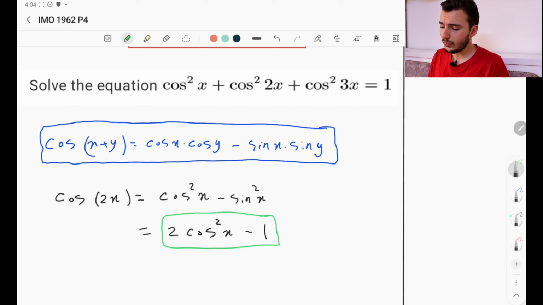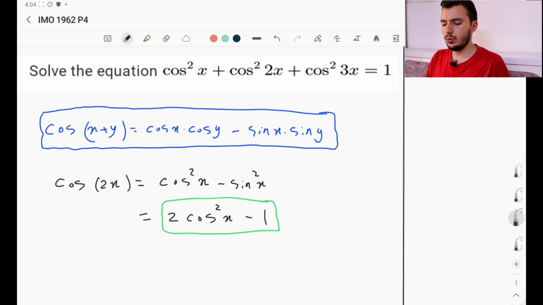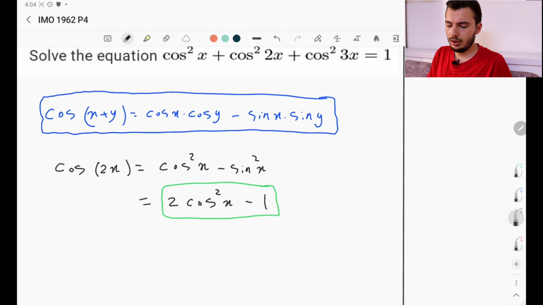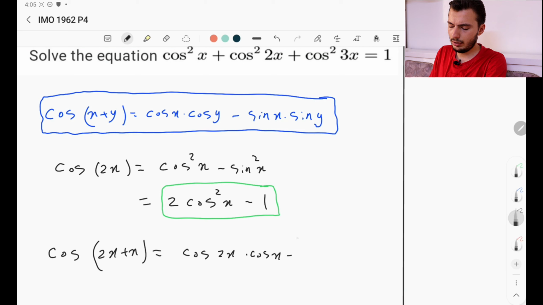Okay, the final term, which is cosine 3x, we can do the same thing. We just need to establish cosine 3x in terms of cosine x. Let's do that using the same formula, but here we'll write cosine of 2x plus x. We already know what cosine 2x is, so we just need to apply the formula: cosine 2x times cosine x minus sine 2x times sine x.